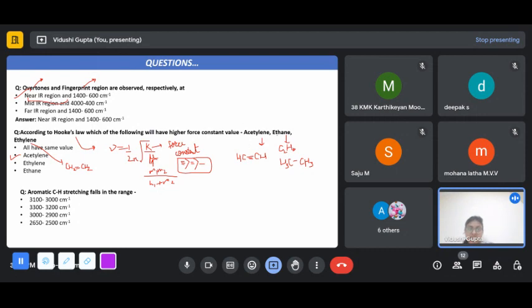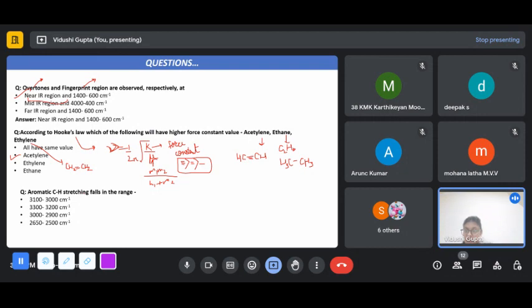Out of acetylene, ethane, and ethylene, which will have the higher value of stretching frequency? It will be acetylene, yeah, because frequency is directly proportional to the force constant. So if acetylene has a higher force constant, the stretching frequency will also be higher for acetylene.